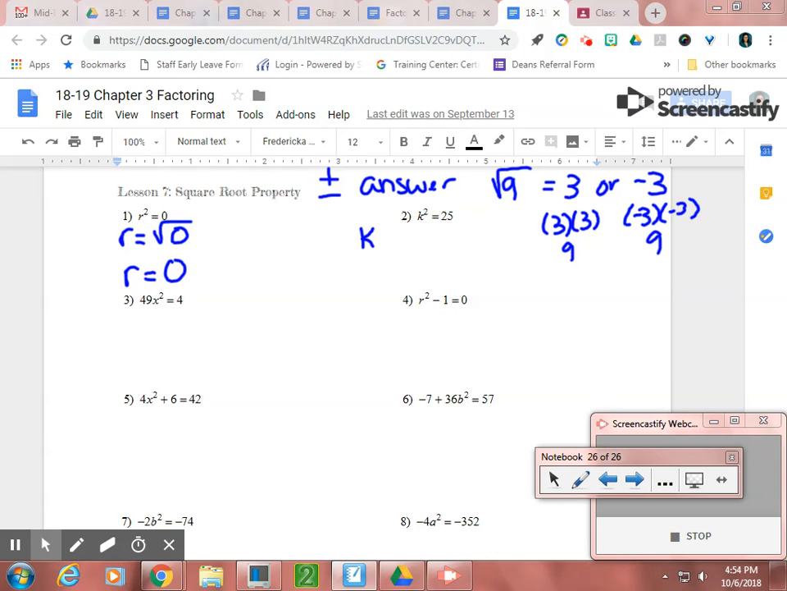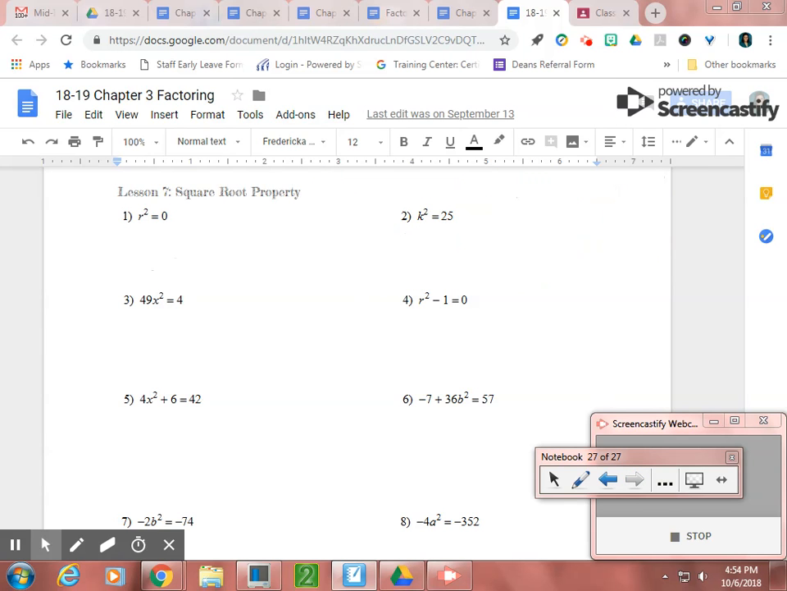To solve for k, I'm taking the square root of 25. I know that the square root of 25 is 5 and negative 5, so I could write 5 and negative 5, or I can just write it as plus or minus 5. And the plus or minus is what you're going to more commonly see, because that means I have both of those.